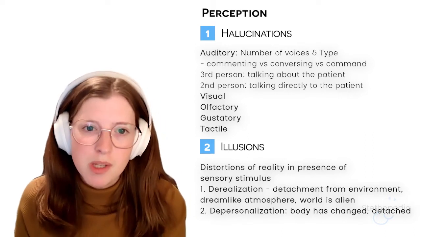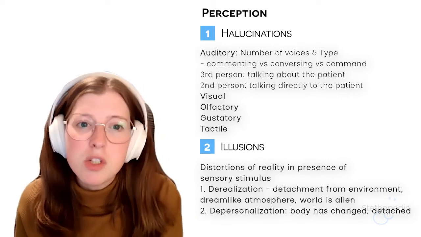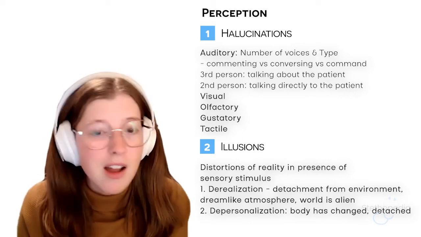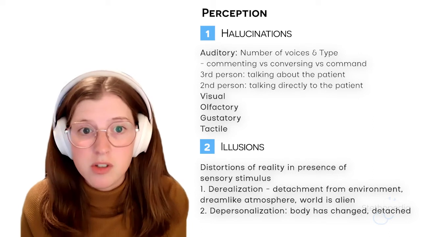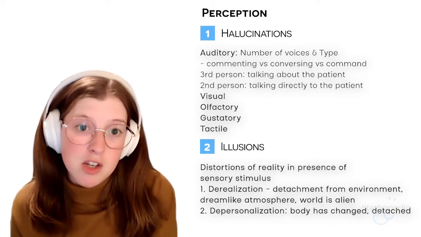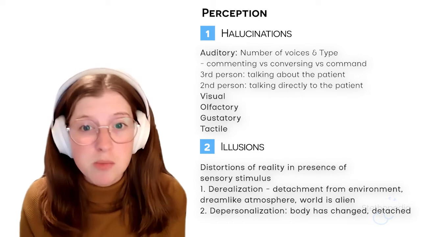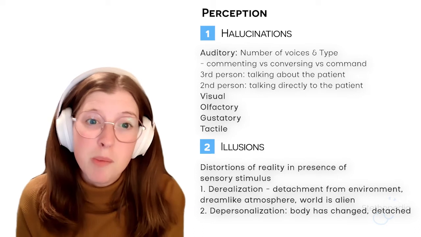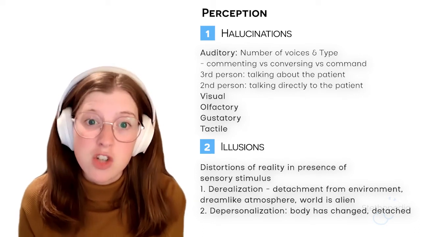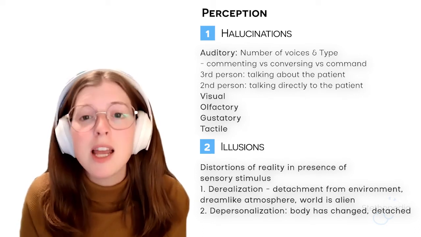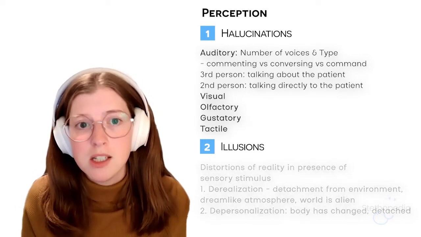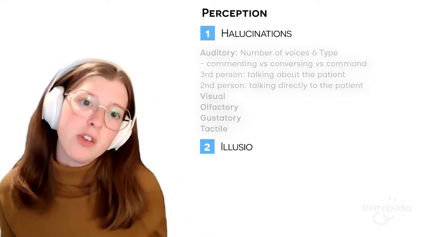Another perceptual disturbance includes dissociation, such as distortions of the patient's reality, either in the presence of sensory or external stimuli. This includes derealization, a feeling of unreality, detachment from environment, dreamlike atmosphere, or depersonalization, where the patient experiences their own body as having changed, or being detached, or standing outside and watching oneself. This is very common in trauma and can happen if the patient feels a sense of re-traumatization.